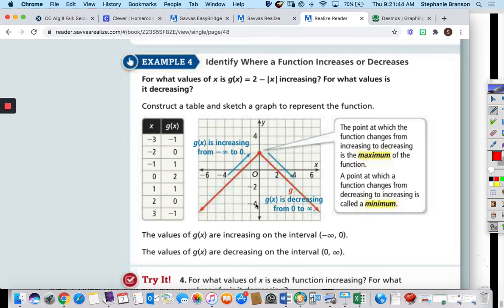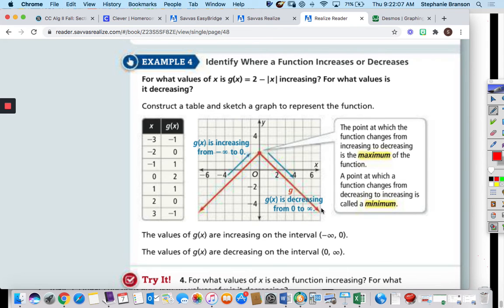So we read the graphs left to right. If you read a graph left to right, if I'm starting over here, I'm obviously going up until I hit this vertex. Do y'all agree? If I was reading that graph left to right, I would be going up. So if I'm going up, that means that I am increasing. If I start going down, that means I am decreasing.